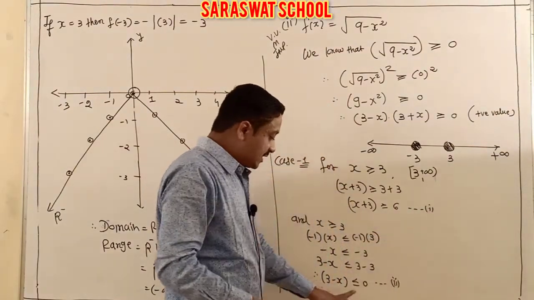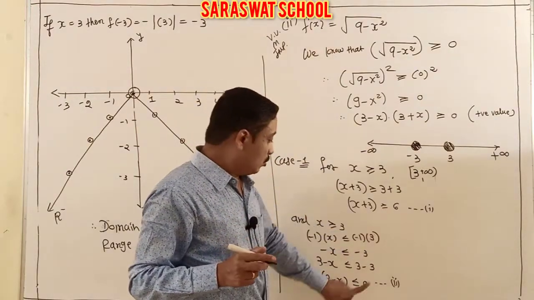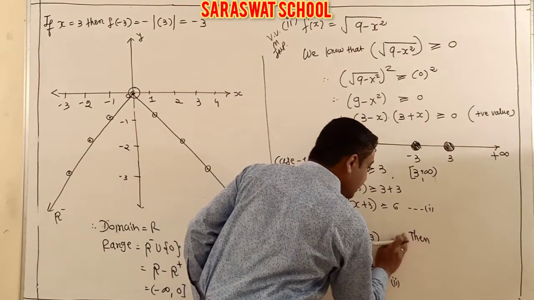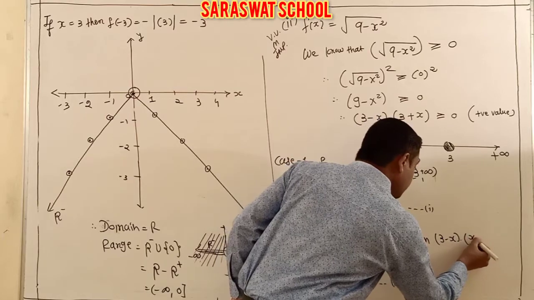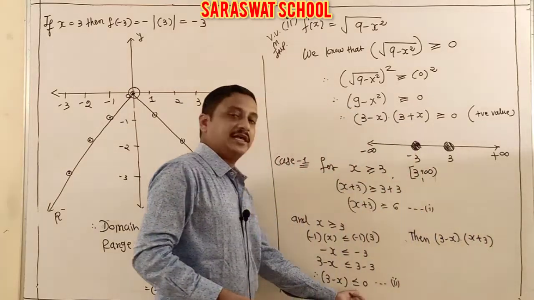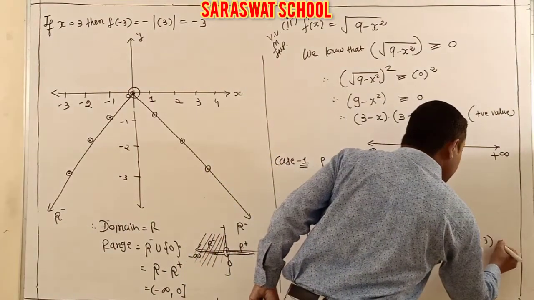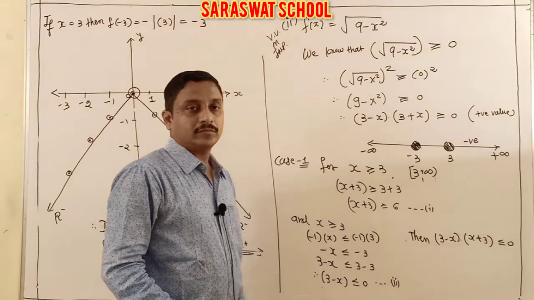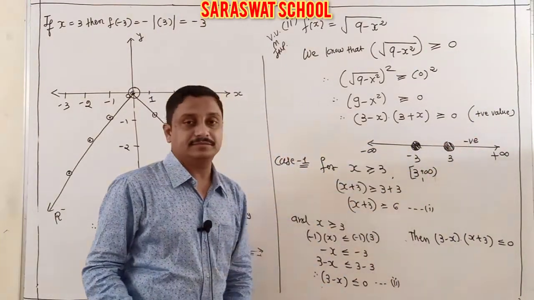It is less than or equal to 0, a negative number. The other is a positive number. Both you multiply. Then what you get? Then 3 minus x into x plus 3 is surely less than 0. It is greater than 0. Both apply. Surely it is less than or equal to 0. This answer is negative. My answer should be positive, so this is not your answer.